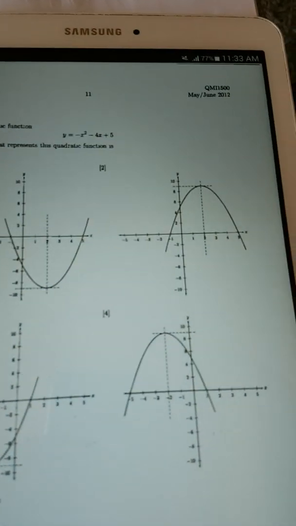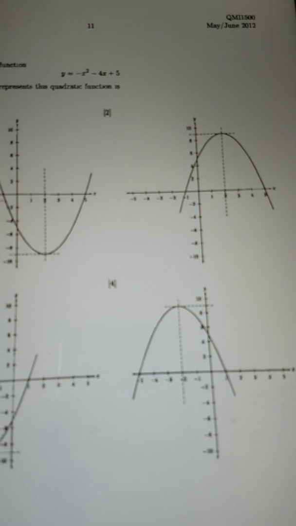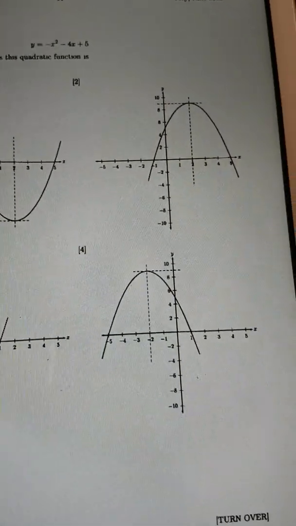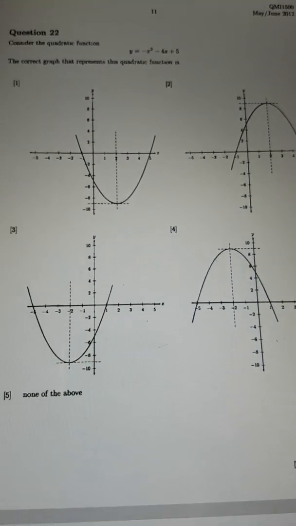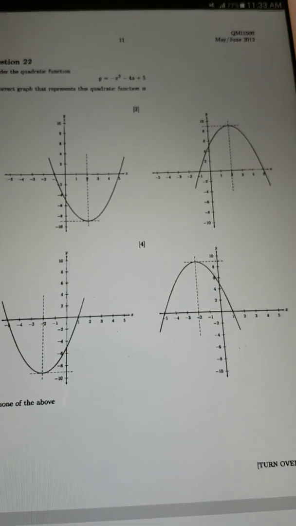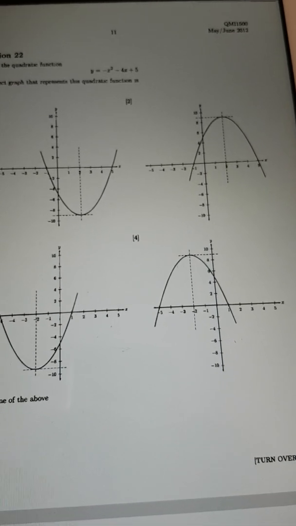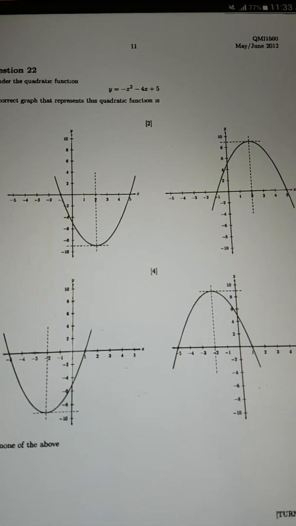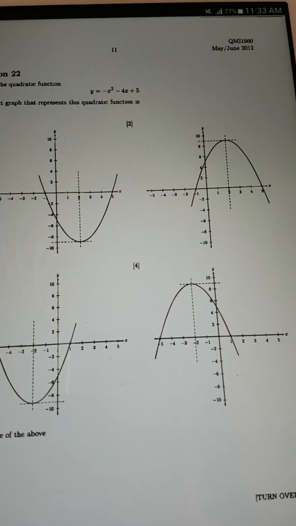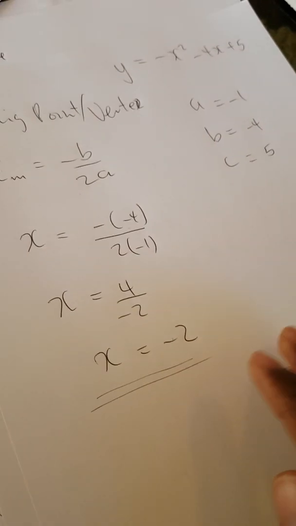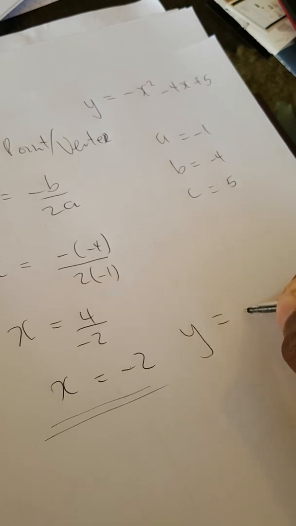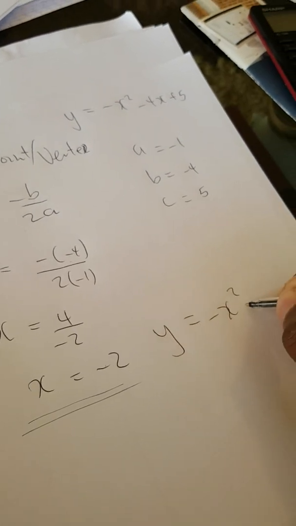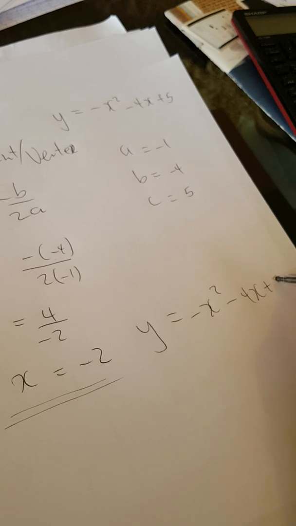So the correct graph here, where x at turning point is negative 2, is option number 4. So option number 4 will be the correct graph. But anyway, like I said, I'm gonna use this question to answer several questions. Okay, so I'm not gonna end here. I'll say at turning point x is negative 2. What about y? So I'll write this equation. Y is equals to negative x squared minus 4x plus 5.